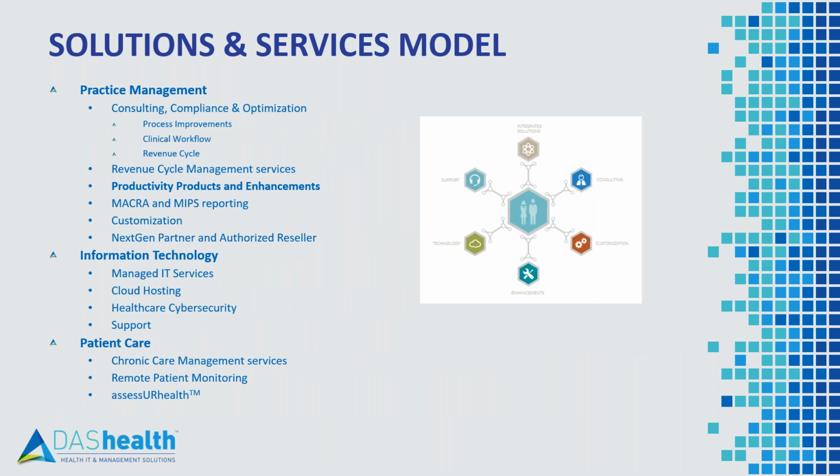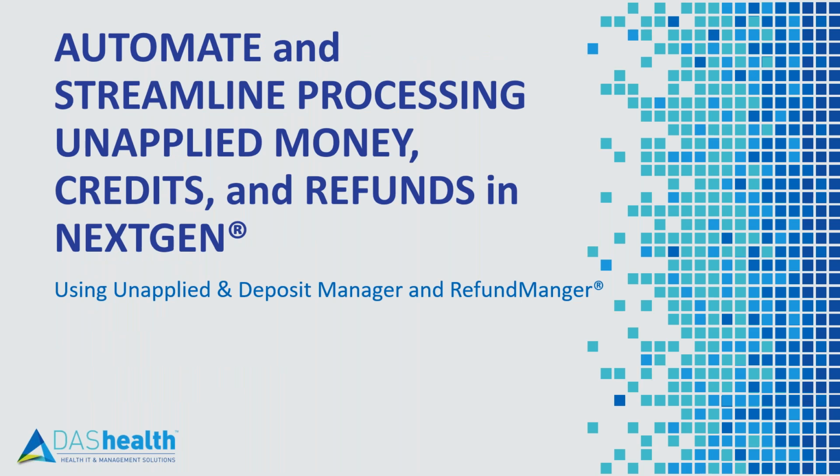This is a quick look at our solutions and services model. I'm not going to go into each area, but I will point out that we divide it into three areas: practice management, information technology, and patient care. The two solutions that we're talking about today, that streamline and automate the processing of line item credits and issuing refunds and processing unapplied money, fall into the productivity products and enhancement category of practice management.